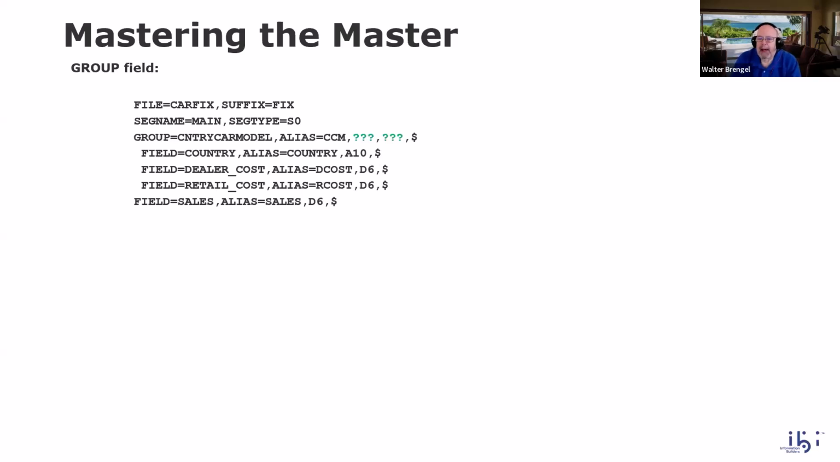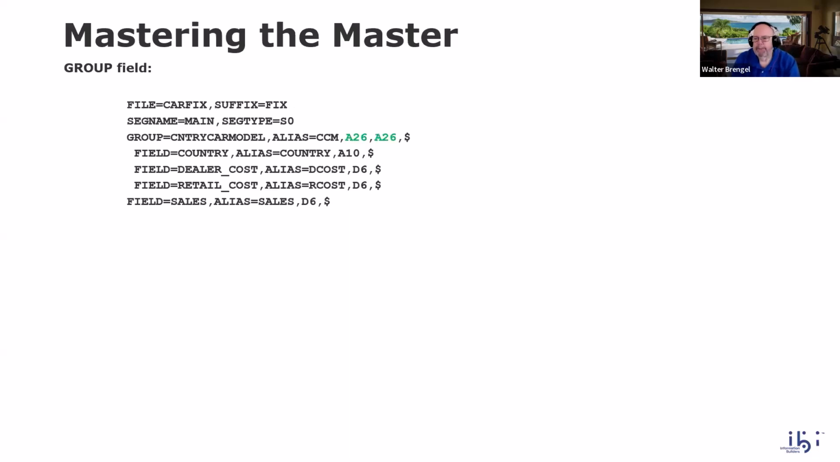But what if I have different data types within my group? So I have country, which is an alpha, dealer cost, which is double precision, and retail cost, which is double precision. What do I put for my usage and my actual? Well, that's always been a question. So we're going to use an A26, and I know that that's correct. And how do I know that's correct, even though I have 6 and 6? You would think it would be 22.